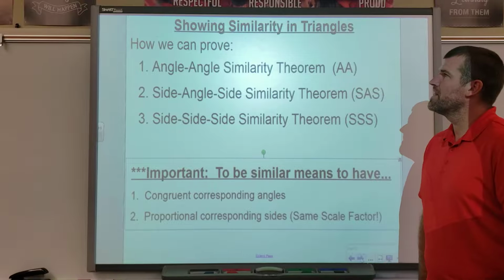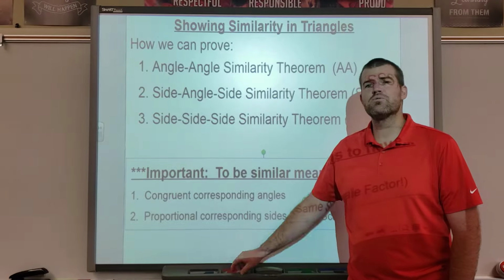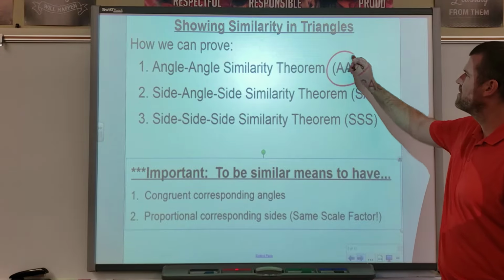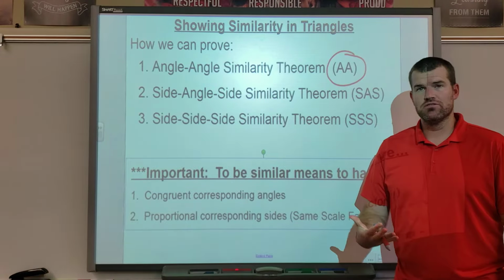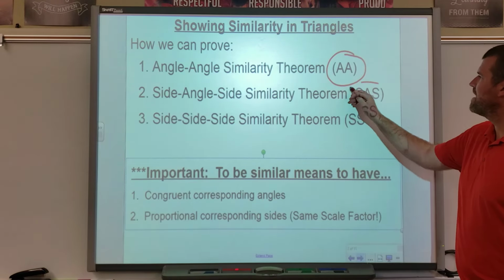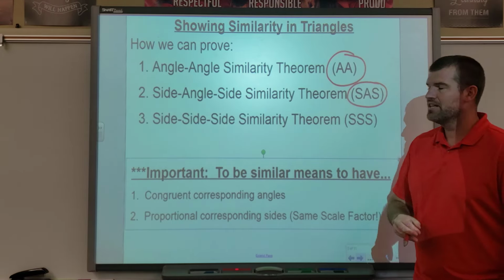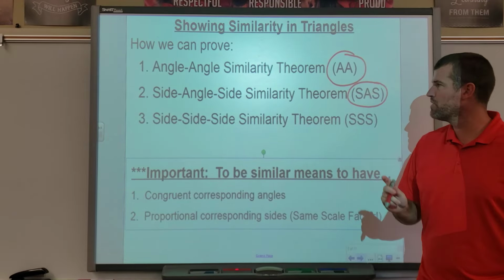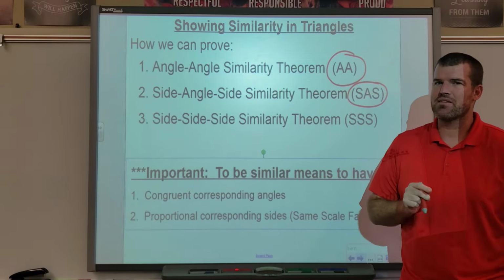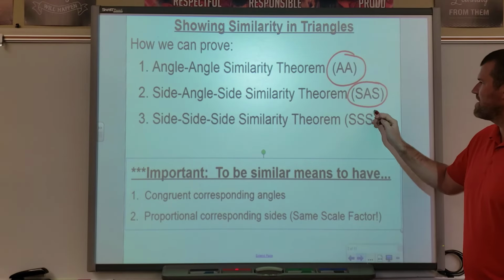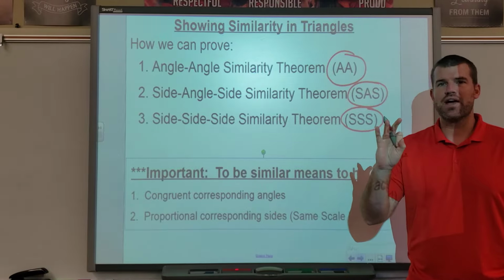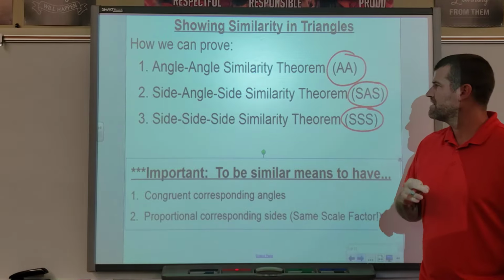So when we show similarity in triangles, we actually have three ways to prove. And so these are going to look kind of like what we did last week. We have angle, angle, right? That's different than last week. This will prove similarity. We have side, angle, side. So it's similar to last week, but we're going to talk about how the S's don't mean the exact same thing they meant last week. And then we also have side, side, side. Those are the only three ways that you need to prove similarity.